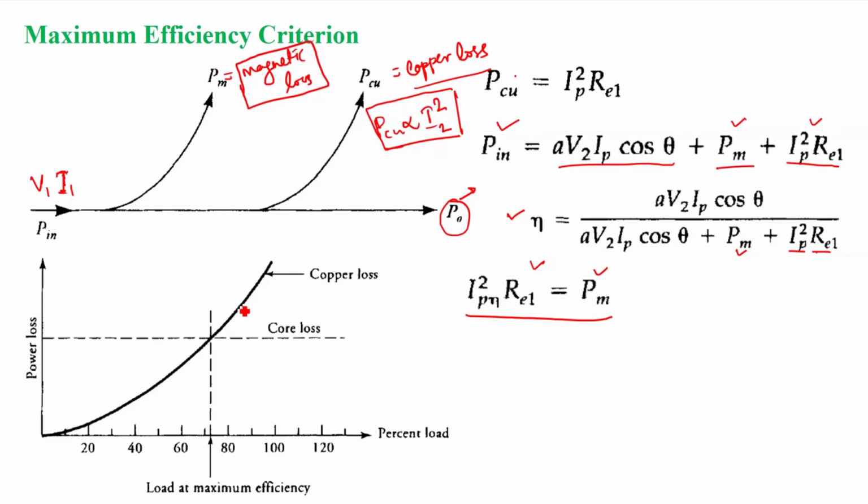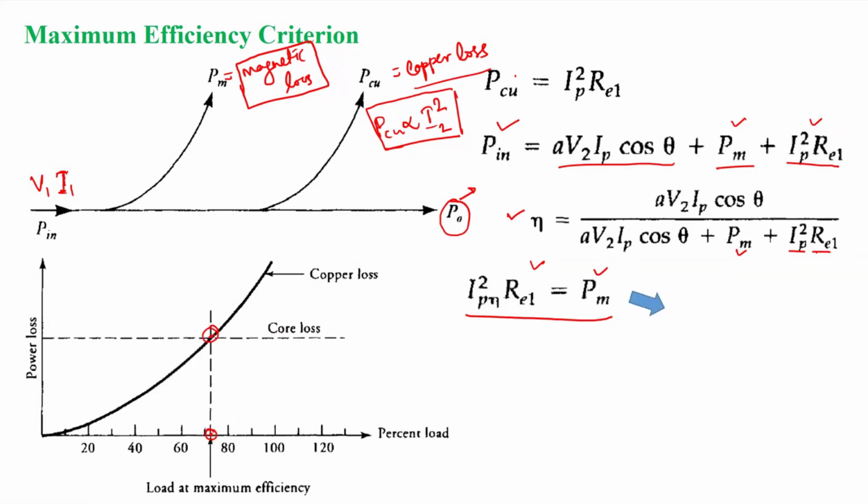Square function. So now if we see, at a certain point the core loss and copper loss characteristics will cross each other. That intersection point, if we vertically put a line there, will give me the load point at which we get the maximum efficiency. That means the point at which your core loss is becoming equal to the copper loss. So this is the load at which we get the maximum efficiency.